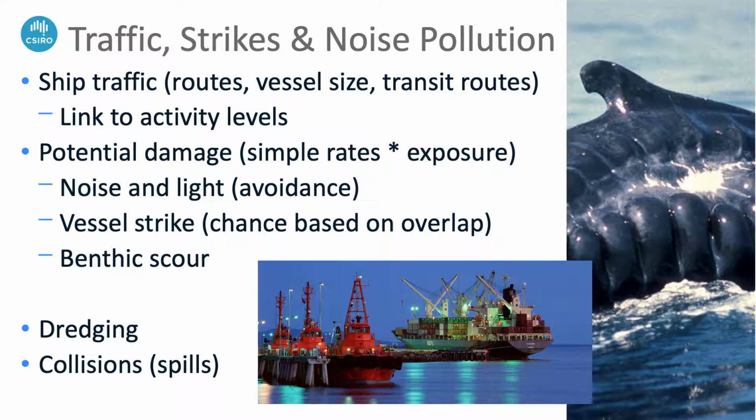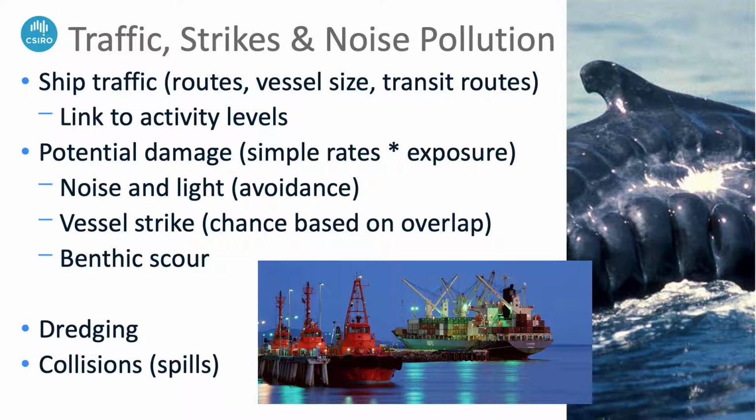Along with the spills, you've got the other uses that come with traffic. So you can represent ship traffic and the noise that goes with it, which you can link to activity level. So the more transits and the larger the vessels, the bigger the noise, the greater the chance for strike. Most of the potential damage at the present moment is a simple rate by the level of exposure, but you can have secondary activities like avoidance of noise and light. So when the animals move, they can try to avoid those areas. There's also a vessel strike, so you can have a chance of being hit based on overlap, and then you've got a chance of whether that's a mortality event or just a damage event that affects your growth or your movement or something.